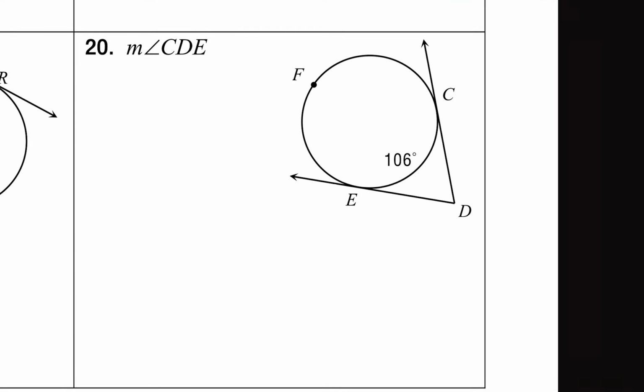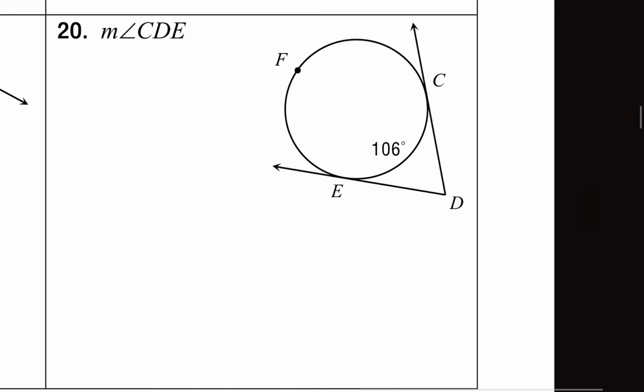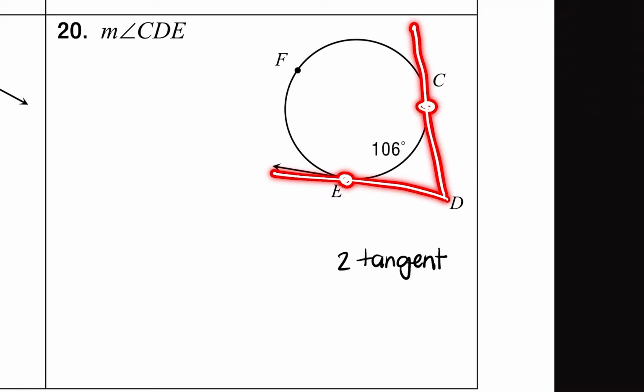Number 20. This is our last problem. In this problem, we have two tangent lines because they're both outside of the circle, only hitting the circle at one place. Okay? So this was the example where you're going to end up completing the entire circle since both lines are outside the circle. So in order to find the measurement of angle CDE, this angle here is what they're asking for.